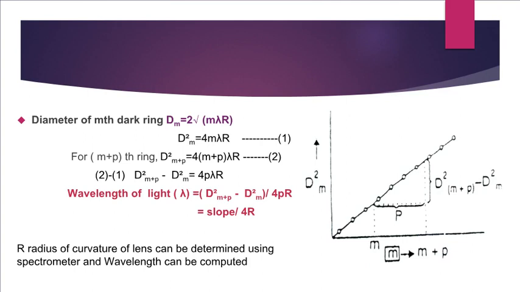We plot a graph taking diameter square along the y-axis and m along the x-axis, and we get a straight line as shown in the figure. The slope of the line gives D(m plus p) square minus Dm square divided by p. We can easily determine the radius of curvature of the lens using a spherometer. Knowing R and the slope of the graph, we can determine the wavelength lambda as slope divided by 4R.